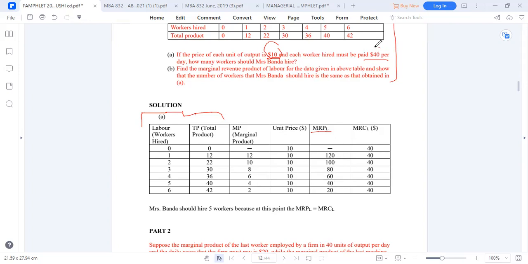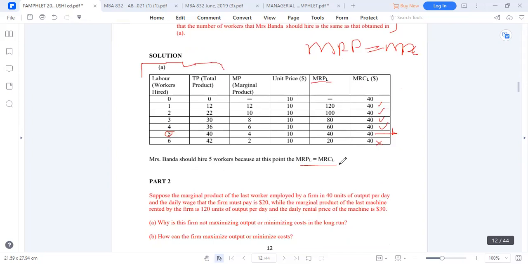Then we are told that she expects to pay each worker $40 per day. So for this marginal resource cost, you put 40, 40, 40. So you need to look at a point where the marginal revenue product is equal to the marginal resource cost. So here we can employ more. Here we're okay, here we're okay, here we're okay, here we stop. Here we make a loss. So how many employees must she consider? She must consider 5 employees. So this is the point where we must stop. So 5 workers are tenable. Is it making sense?